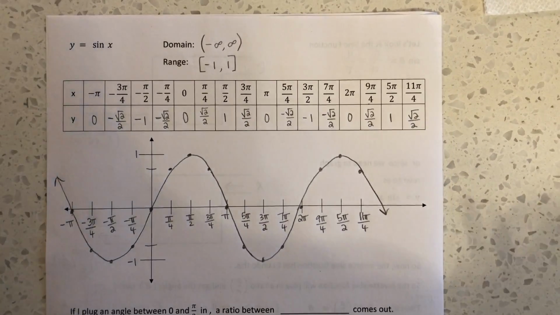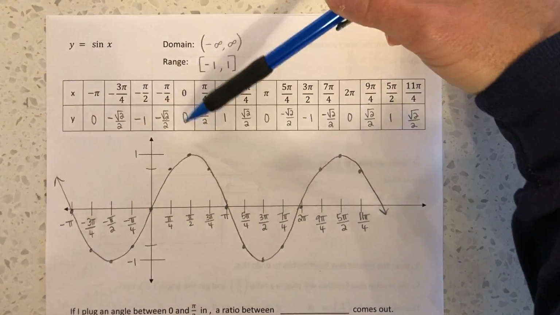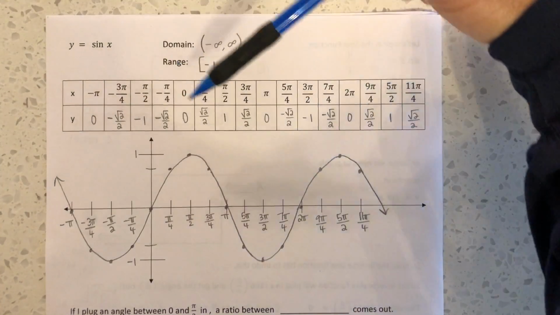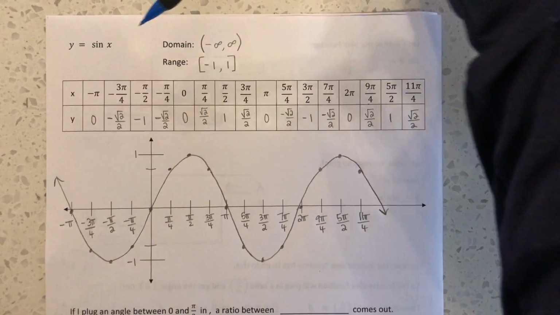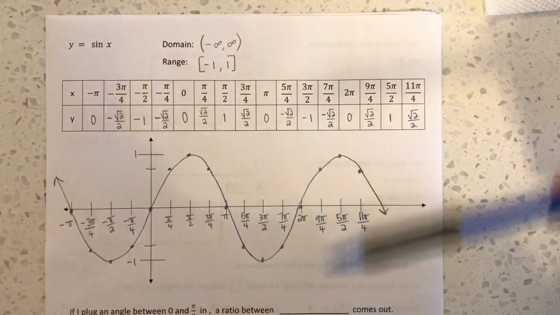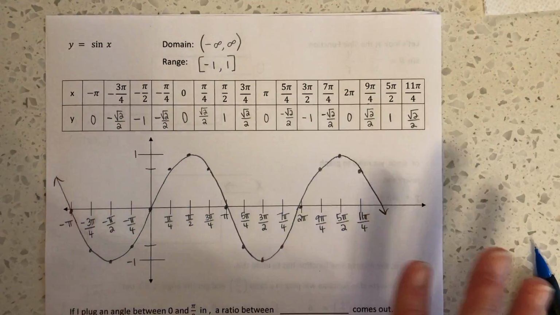Here is your sine wave. All right, you plug in 0, the sine of it is 0. You plug in pi over 4, the sine of pi over 4 is root 2 over 2. You plug in pi over 2, the sine of pi over 2 is 1, and so on. So I just filled in your chart and I graphed the sine function.